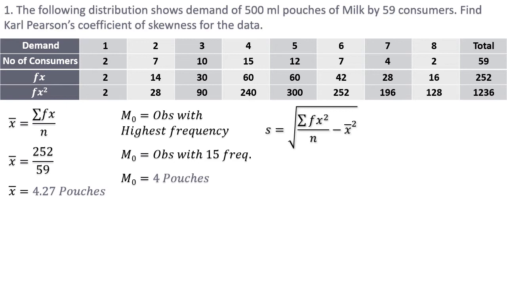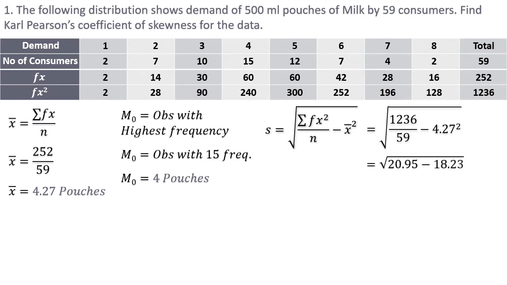Next, I need to calculate standard deviation, which is square root of summation fx square upon n minus x bar square. So summation fx square here is 1236 upon n is 59 minus x bar 4.27 square. When I simplify this, I get 20.95 minus 18.23. The difference is 2.72 and the square root is 1.65 pouches. So the standard deviation for the data is 1.65.